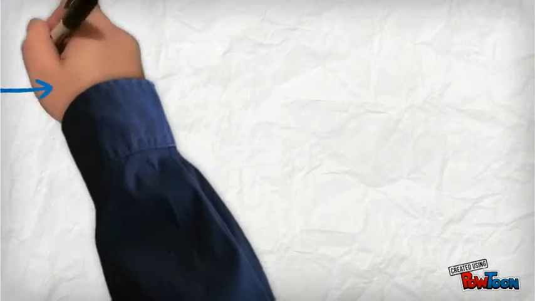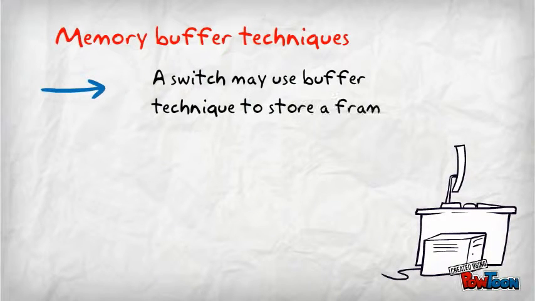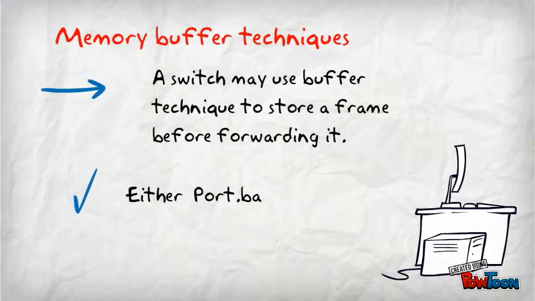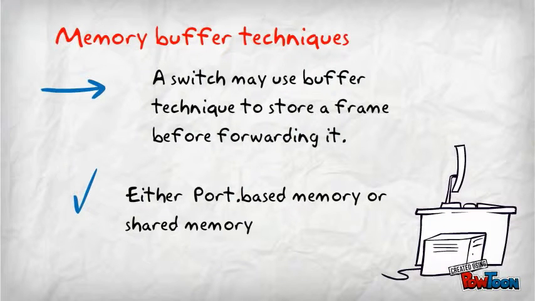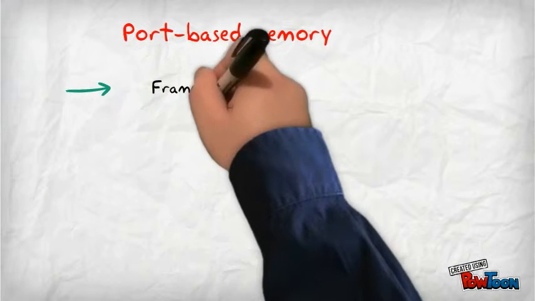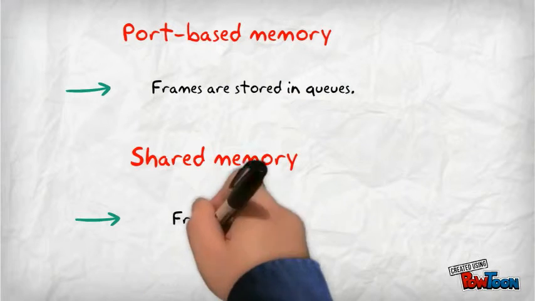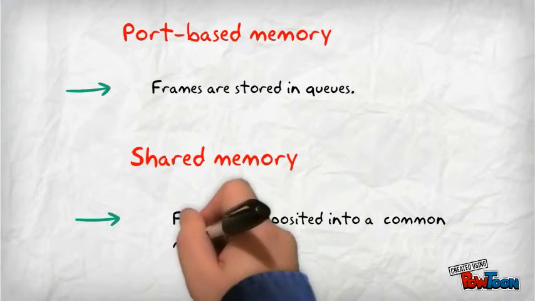Switches use two memory buffer techniques, port-based and shared memory. Port-based frames are stored in queues that are linked to specific incoming and outgoing ports. Shared memory buffering deposits all frames into a common memory buffer, which all the ports on the switch share.